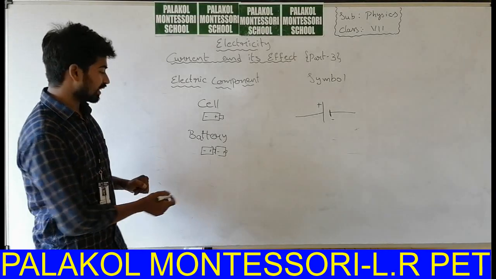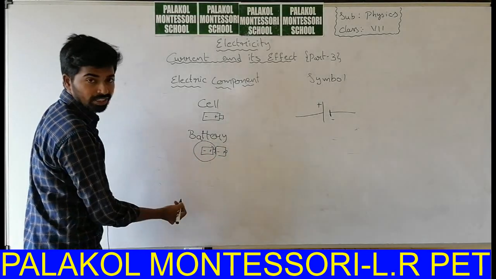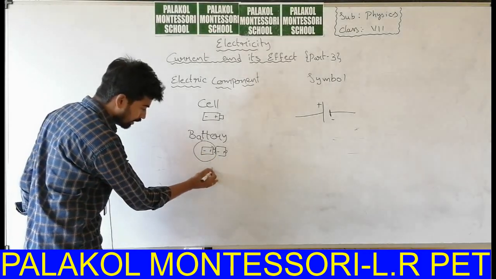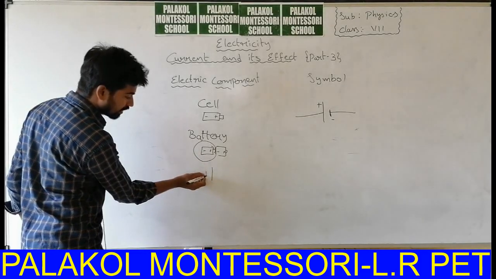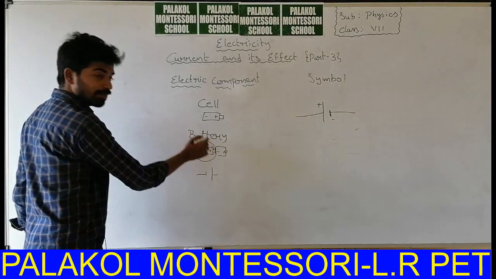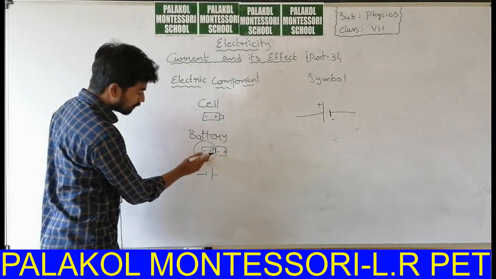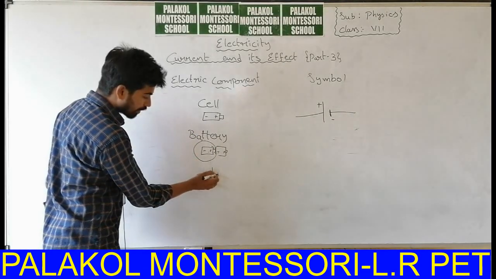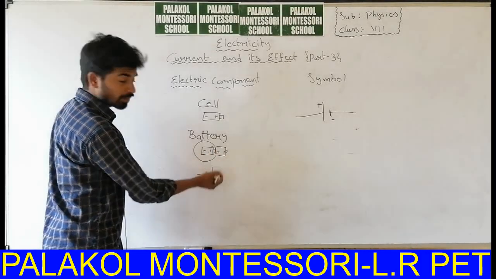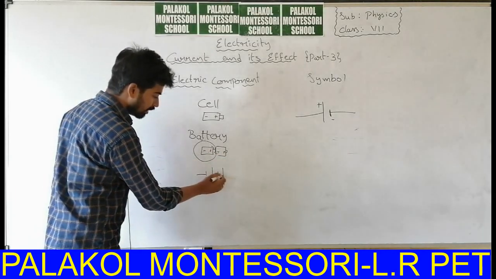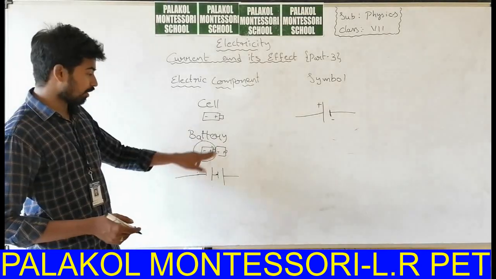So how can you represent it? You can observe here negative terminal, positive terminal. The positive terminal is denoted with a longer line and the negative terminal with a shorter line. This is the symbol of the first cell, and another cell is also there. The positive terminal is connected to the negative terminal, and again a positive terminal is there, represented with a longer line. So this is the symbol of these two cells.